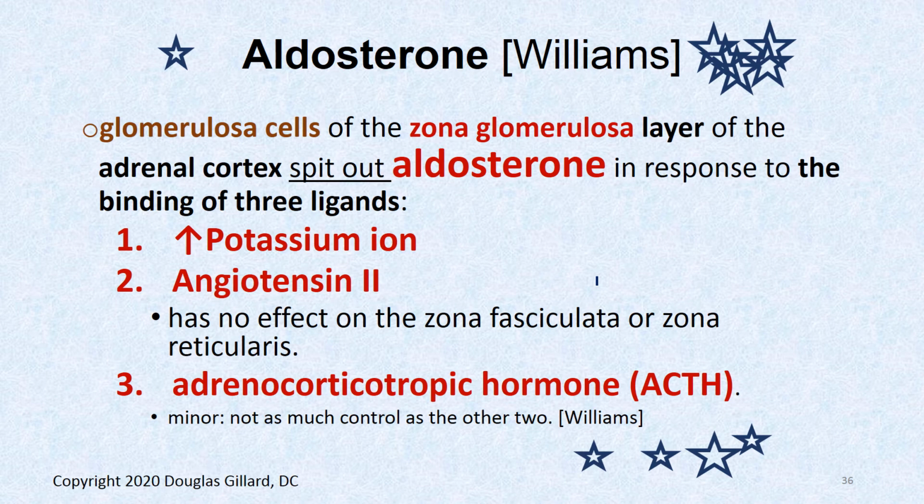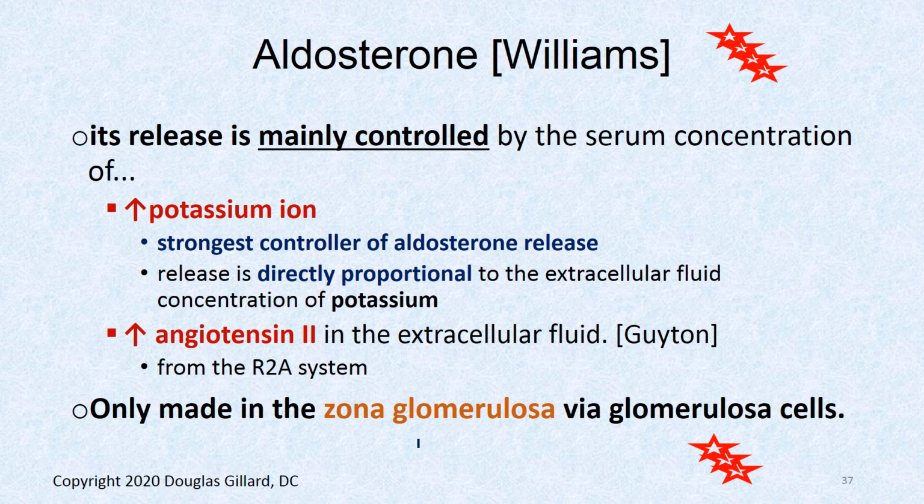The aldosterone is stimulated by increased potassium ion in the blood. The blood does not like increased potassium. Increased angiotensin II also does that. And ACTH has a very small effect to release aldosterone as well. And again, this is a review slide. The release of aldosterone is mainly accomplished through increased potassium ion. That's the strongest stimulator, and angiotensin II is the second strongest stimulator.